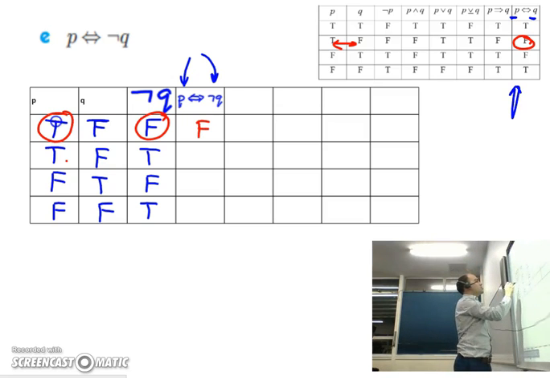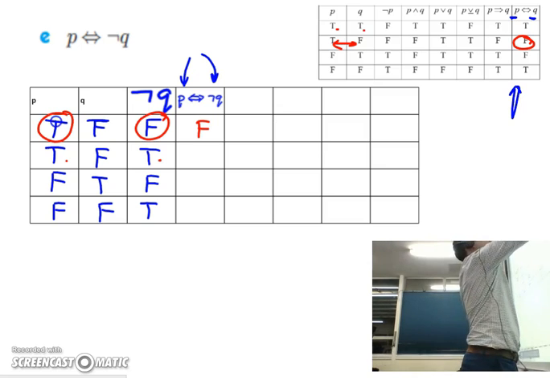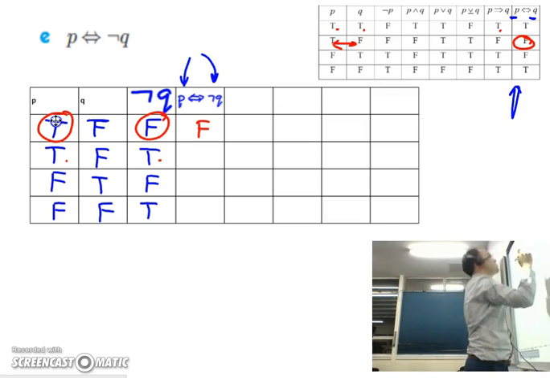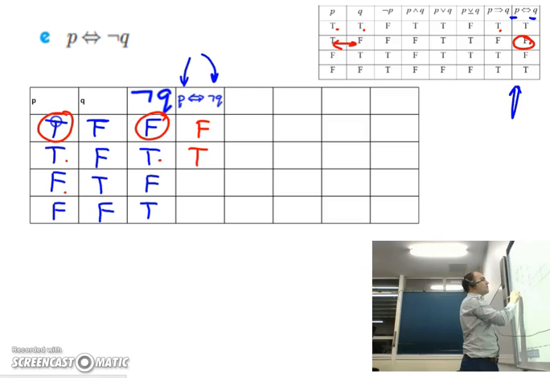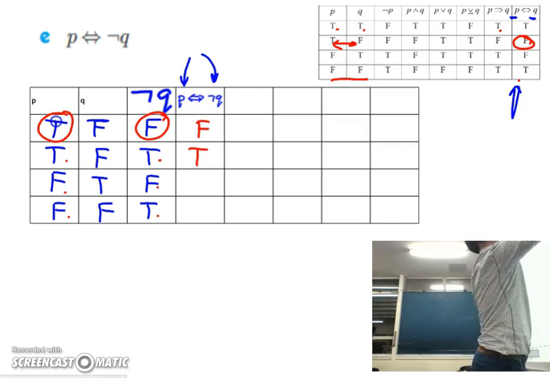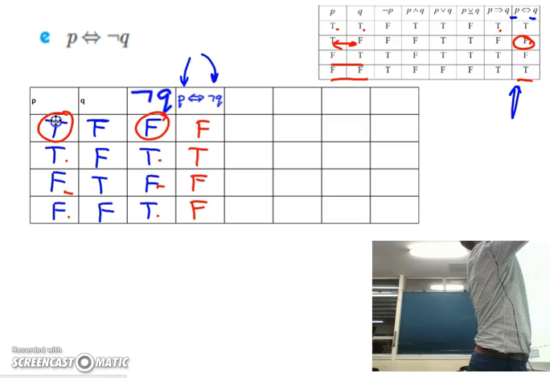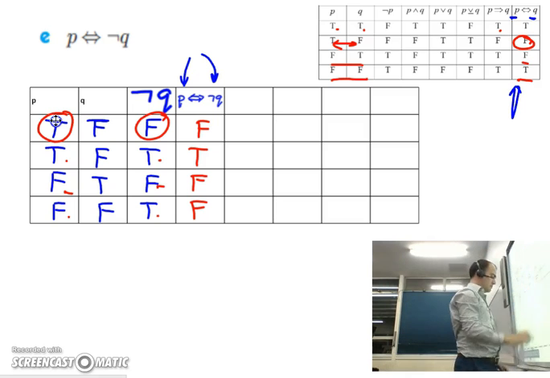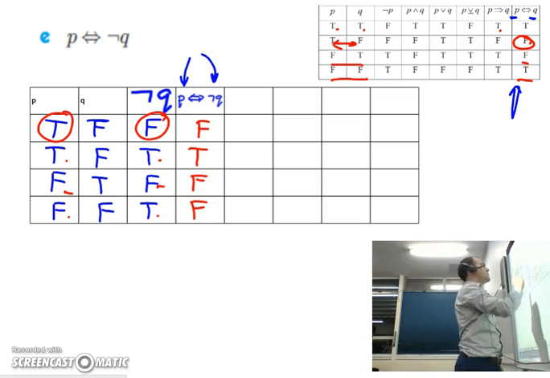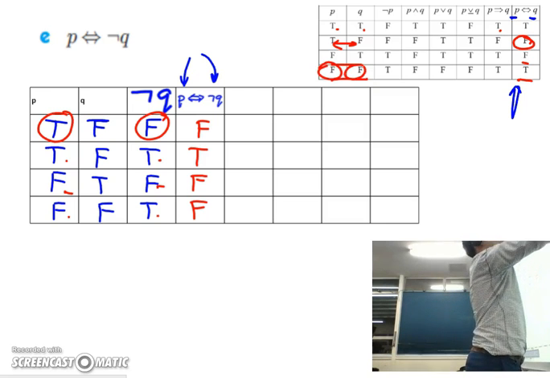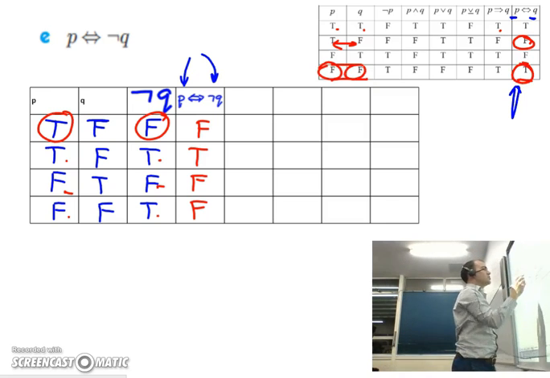Then I have a true and a true. True and a true leads me to a true. Then a false and a true. Sorry, my mistake, false and a true leads us to a false. Then a false and a false leads us to a true.